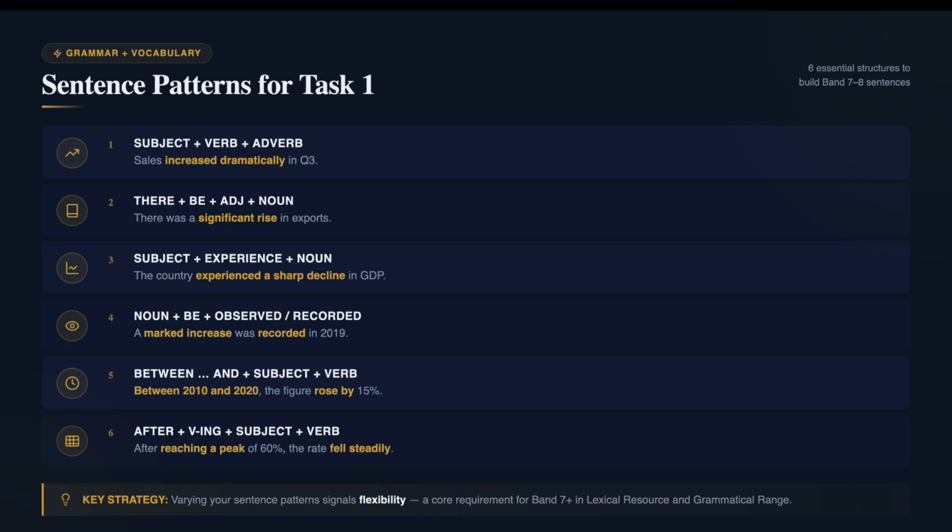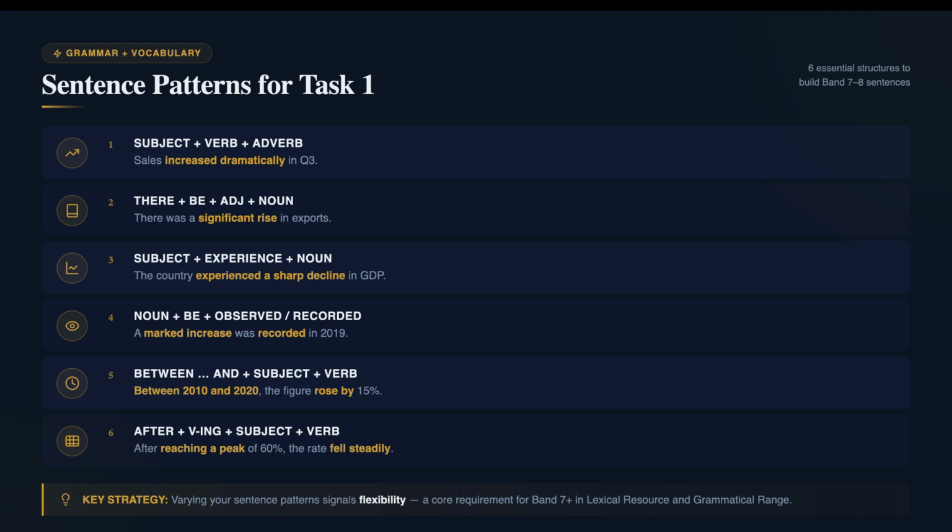Number 3: we have subject followed by the verb experience and followed by noun. For example, the country experienced a sharp decline in GDP. In this case, country is a noun and it works as a subject. Experienced is the past tense of experience. A sharp decline, of course, is a noun. So the country experienced a sharp decline in GDP, thus following our sentence pattern and structure number 3.